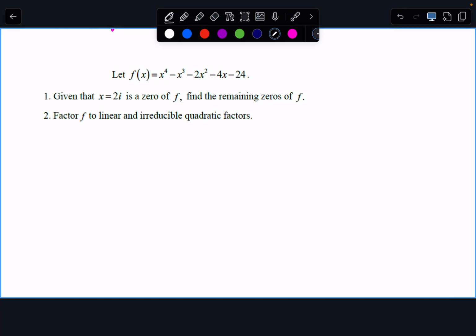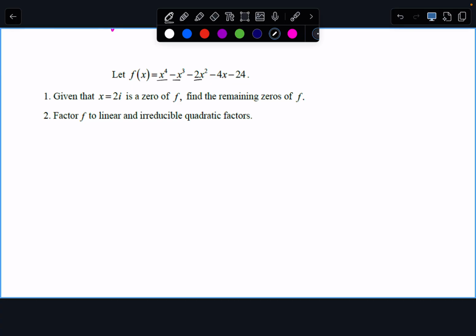All right, number 1, I'm laughing at them because I don't feel like that's helpful to me. It says, given that x equals 2i is a 0, find the remaining zeros. That's not helpful. We can't do synthetic division with imaginary. So I'm like, okay. I guess the only way that's helpful for me is in the end. If I don't have a 2i, I know I went wrong. Do you guys see what I'm saying? All right, and let's go ahead and do it then.